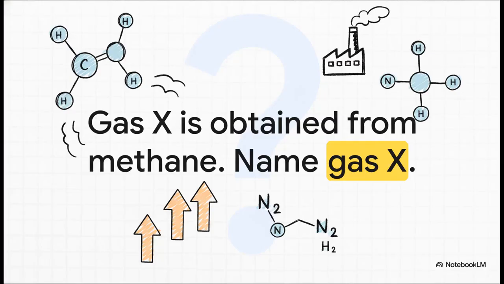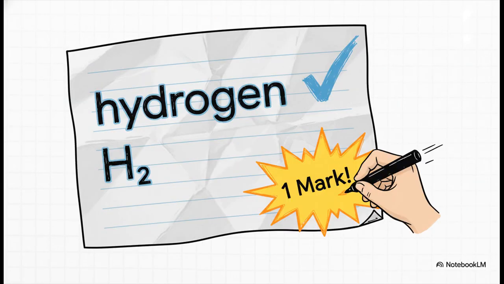Okay, first up, question 3.1, 1 mark. They even give you a massive clue. It's made from methane. So what's that other essential gas you need for the Haber process? Have a think. And boom, there it is. The mark scheme is super clear. Just say hydrogen. Or if you prefer, the chemical symbol H2 works too. That's it. One word, 1 mark. That's what I call easy points.